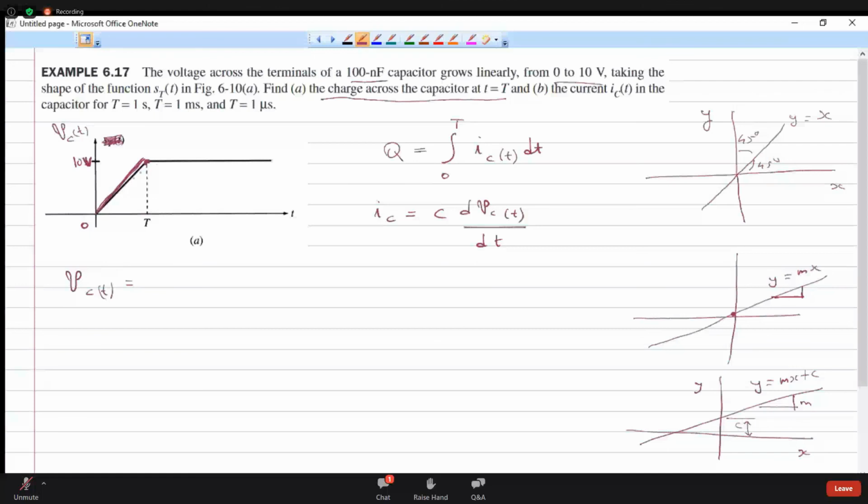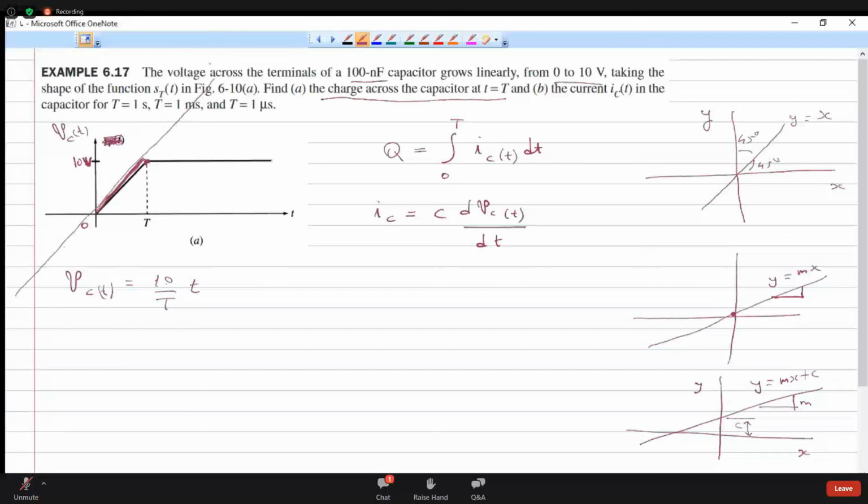If I represent this voltage for the region 0 to T, how much will it be? What is the slope of this line? That is 10 minus 0 divided by T minus 0, so that will be 10 divided by T, into t. If I write it like this, then it will be a line that goes from t equal to minus infinity to t equal to plus infinity. So it is going to go like this.